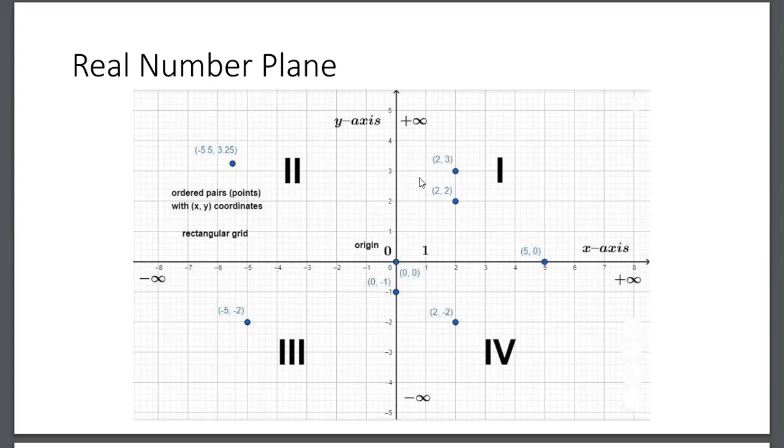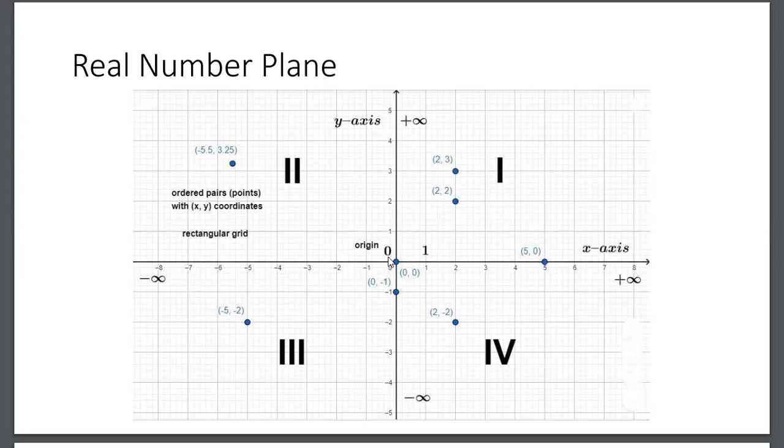Points do not have to be located at the intersection of the grid. The grid is just to facilitate seeing where things are. A point can have any real number coordinates for the x and for the y. It's a rectangular grid, and we have on the right, extending out, positive infinity, and on the left, negative infinity. On the top, positive infinity. On the bottom, negative infinity.